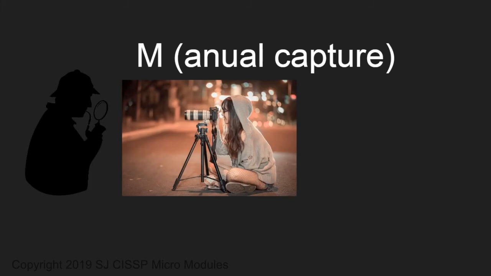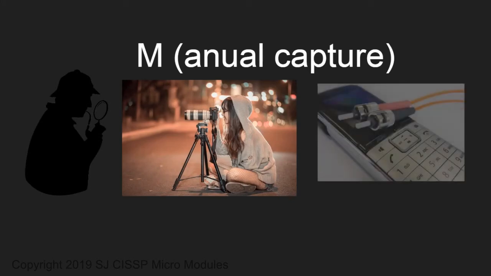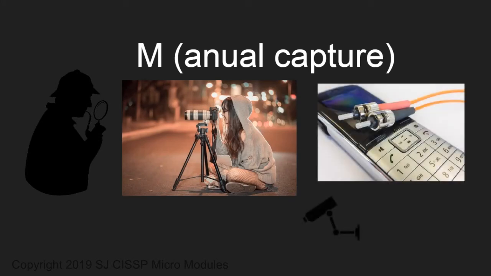The M is for manual capture. This is the manual investigative process that's followed, for example, by a private or police investigator taking photos, copying stuff, conducting video surveillance, or legal wiretapping, things of that nature.